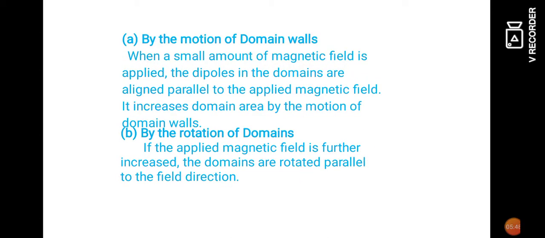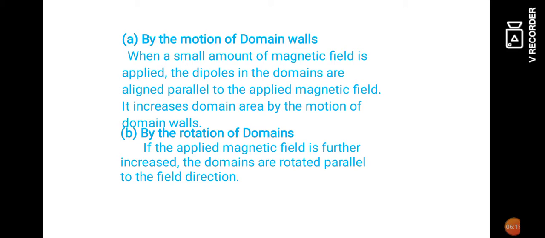So the first point, by the motion of the domain walls. When a small amount of magnetic field is applied, the dipoles in the domains are aligned parallel to the applied magnetic field. It increases domain area by the motion of the domain walls. Here we see when the external magnetic field is applied, the domain walls will be moving from one place to another place. As a result, the volume of the domain will be increased.